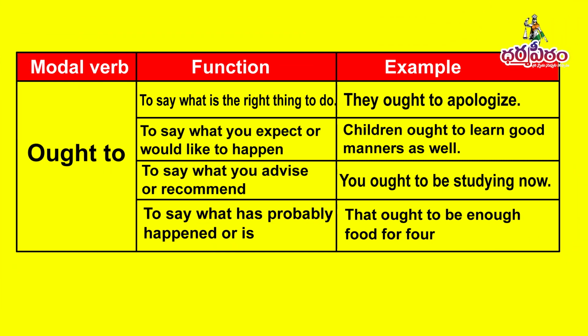Elders usually say, children ought to learn good manners. Quite often they find the children's behavior as not that good. And they make a suggestion, their expectation: you are supposed to behave well, not in this way. Right? So, the third one, what you advise or recommend.